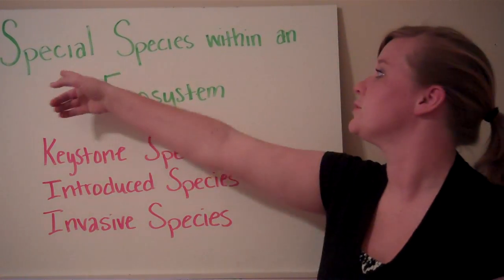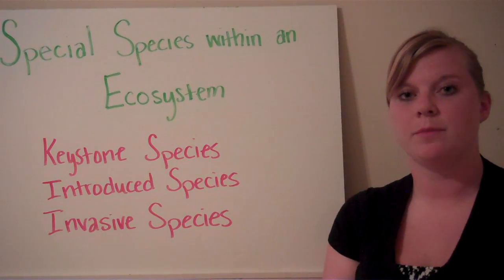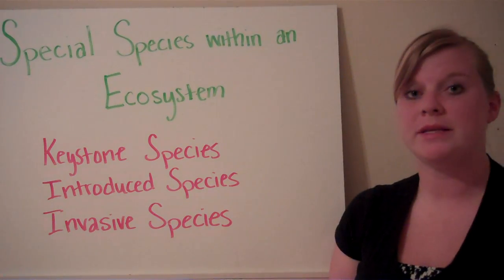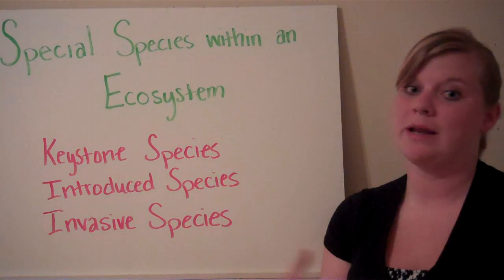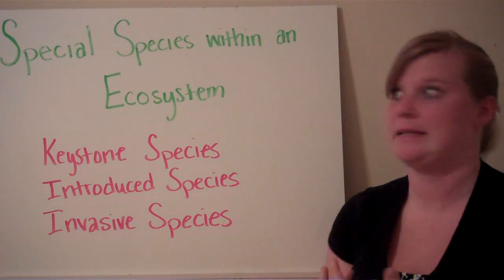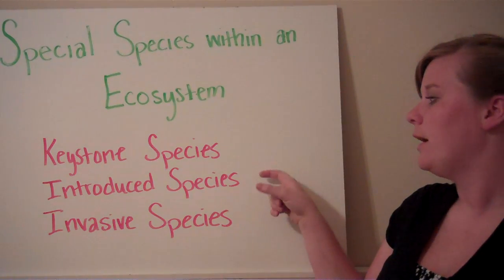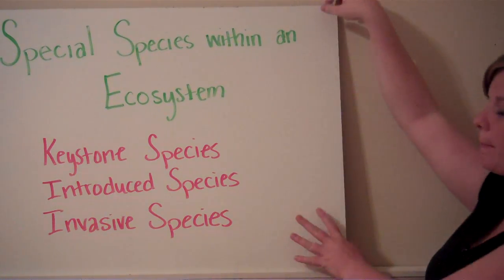All right, so we're going to talk about those special species within an ecosystem. Each ecosystem is made up of those individuals, those populations, and those communities. Well, some of those species actually have very important roles, whether that's positive or negative, within the ecosystem that we're going to study. So the top one is keystone species, and then we have introduced and invasive species.